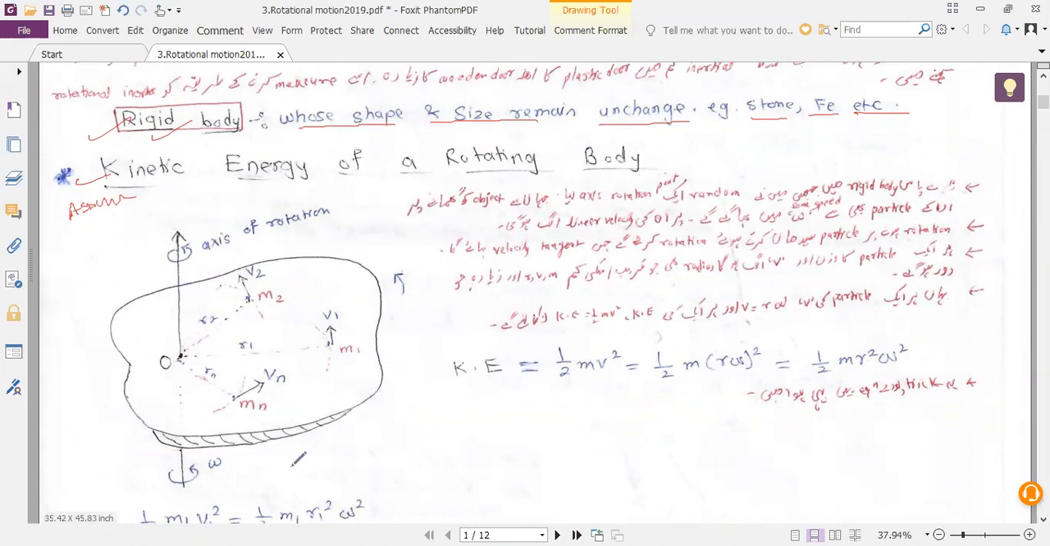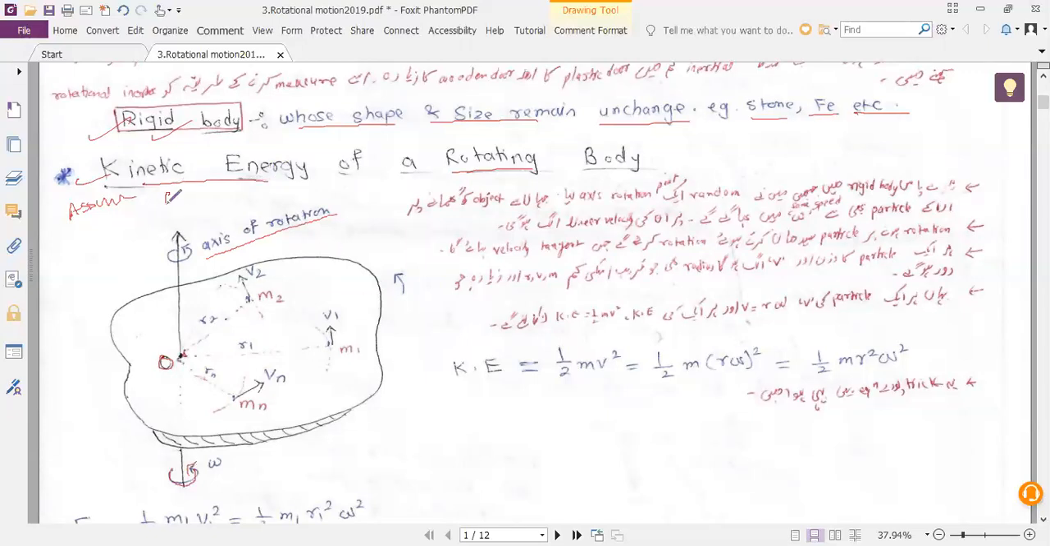Second, this shapeless body is a rotating body. For rotation, we need one axis, so we take one axis randomly anywhere. I take the axis from the left side. This is my axis where we are giving this object angular velocity. I name this axis point O. This is called the axis of rotation, where the whole body is rotating. Now we have to find the kinetic energy of this rotating body.